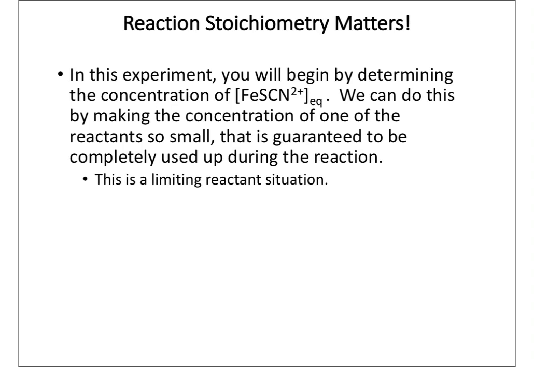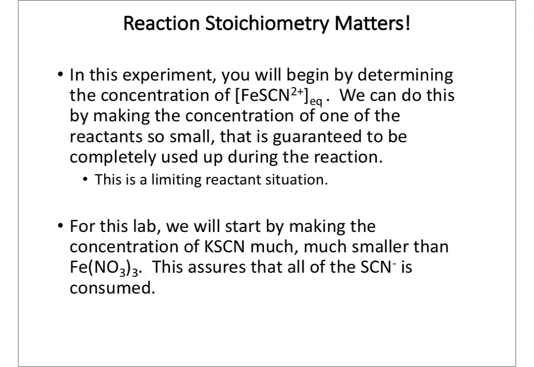What we're going to do is we're going to do a limiting reactant problem. Now, you might remember from General Chemistry 1 that in a limiting reactant type problem, you have a reactant that runs out before the other reactant. And when that happens, your reaction stops. So in this case, what we're going to do is we're going to try to make the thiocyanate ion, the SCN minus ion, run out before the iron 3 plus.